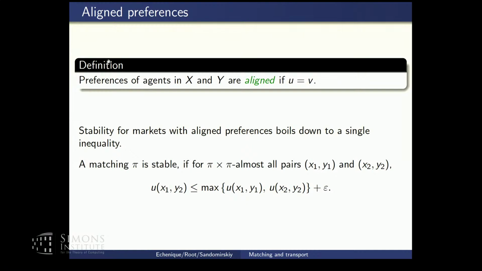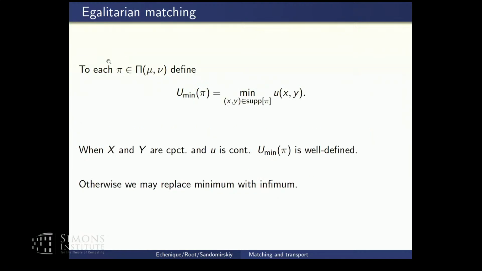Okay. So with aligned preferences, the stability requirements collapse to this inequality. Okay, a little bit simpler. All right. Okay, that's stability. What about egalitarianism? I want to get at fairness as well as stability. So here's what we mean when we want to be fair.